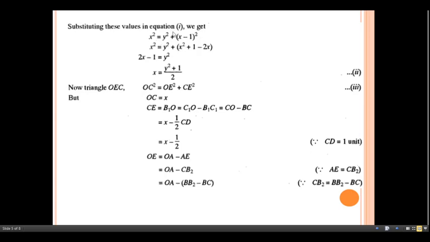After that, expand this term, X minus 1 whole square. Just expand it: X square plus 1 minus 2X. So X square gets cancelled, and whatever the remaining terms, just write them here. Take this term to the left side, so we can get 2X minus 1 equals Y square. So X is nothing but Y square plus 1 divided by 2. In this way I can get the relation between X and Y.